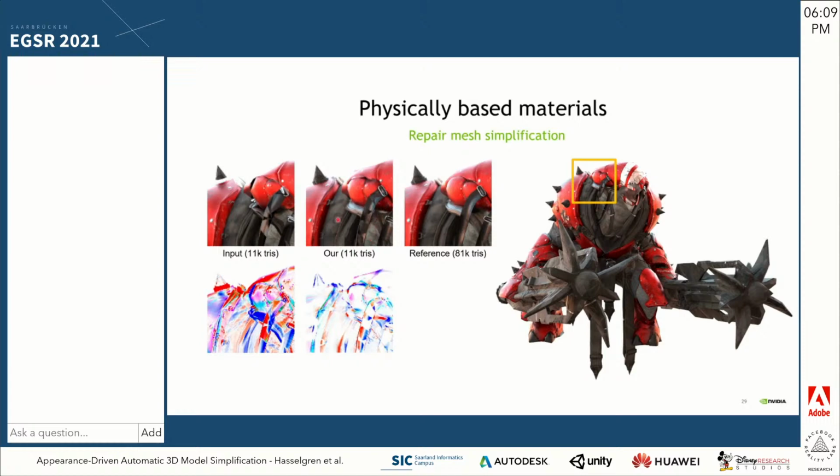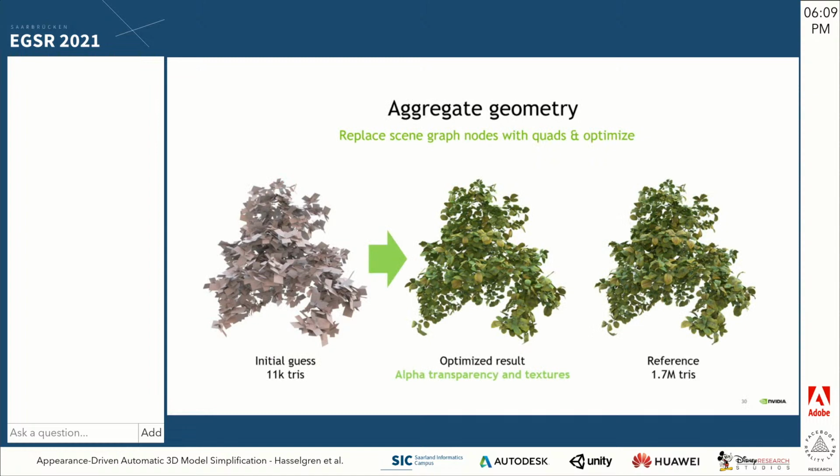We can also apply our system to aggregate geometry. So in this case, we start from a highly detailed reference mesh here of foliage. We create an initial guess, which is just basically a billboard cloud as shown here. And in this case, we could automatically create the initial guess by just inserting a quad into every scene graph node of the reference scene on the right. And then we run our system, optimizing for alpha transparency in textures in this case. And we get the result as shown in the middle. So we're basically approximating all the shape and appearance in this case through texturing.